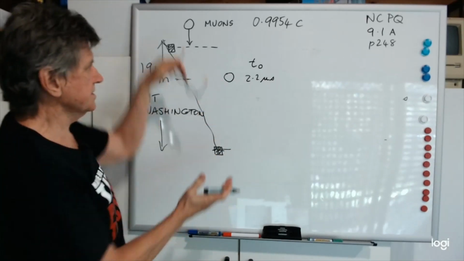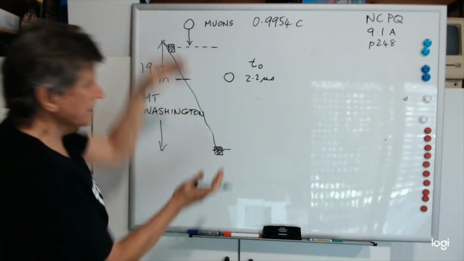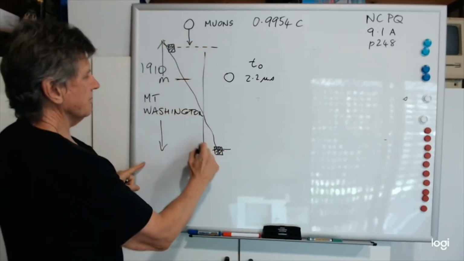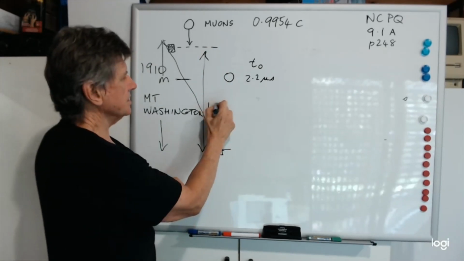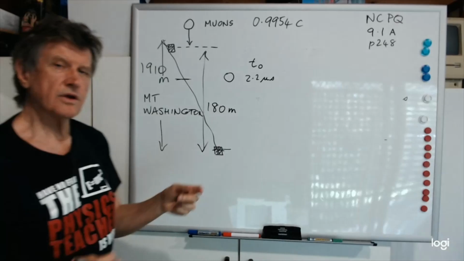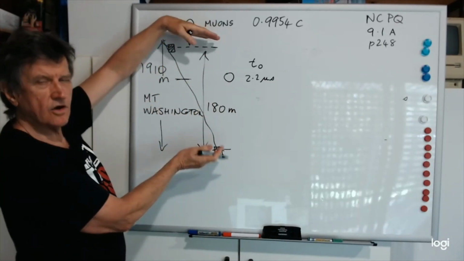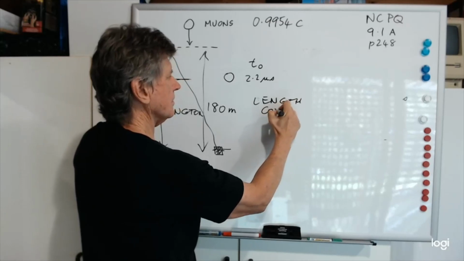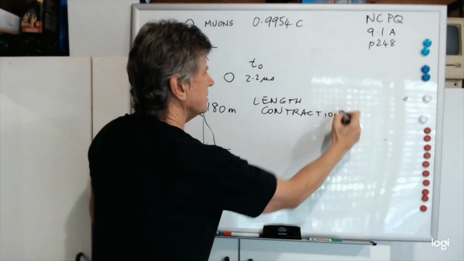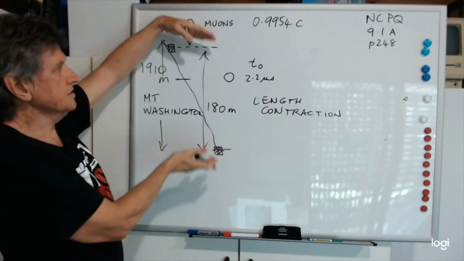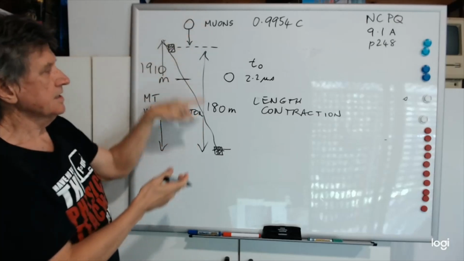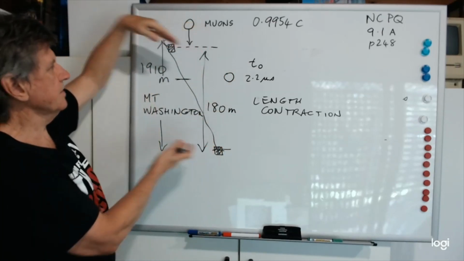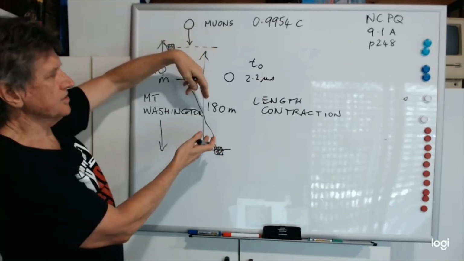So what the muon sees is this whole mountain is being squashed up. So that mountain, instead of being 1910 meters, to a muon appears to only be about, now I've got the exact values in the book, I think it's about 180 metres. So the muon sees the distance, the height of the mountain, as being contracted. This is called length contraction. The height of the mountain is being contracted down to 180 metres or so in the frame of reference of the muon. Now the scientists measure it as 1910. The muon measures it as 180.